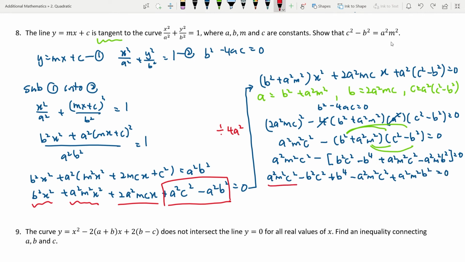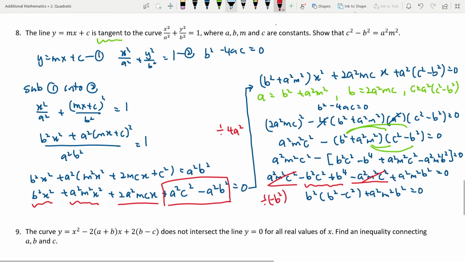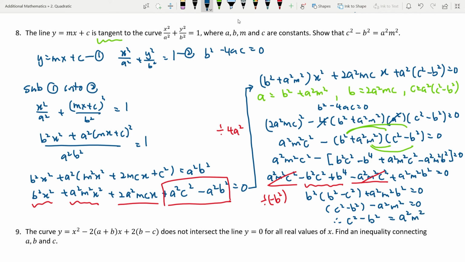a squared m squared c squared minus a squared m squared c squared, so these two terms are gone. And for these two terms, we can factorize the b squared outside: b squared (b squared minus c squared) plus a squared m squared b squared is equal to 0. Then we divide the equation by negative b squared. We obtain c squared minus b squared minus a squared m squared equal to 0. Therefore, c squared minus b squared is equal to a squared m squared.